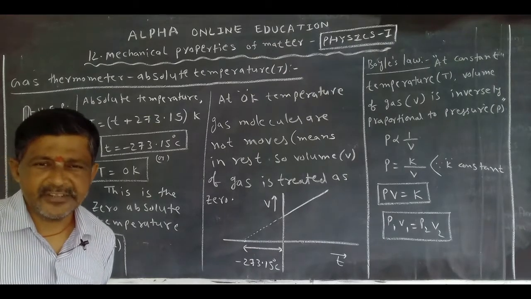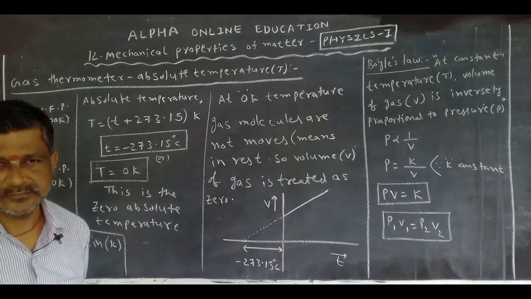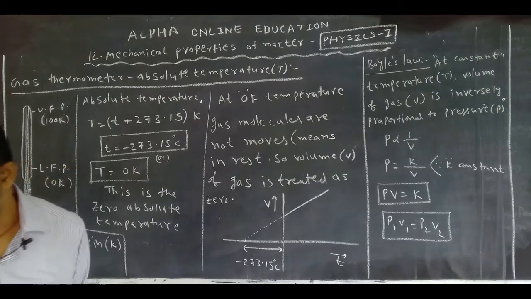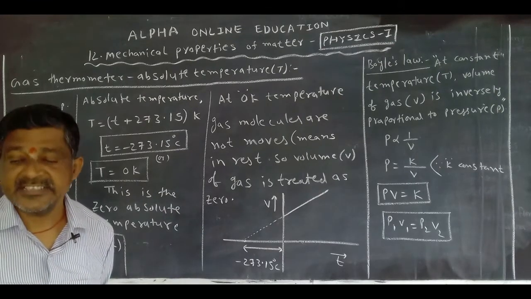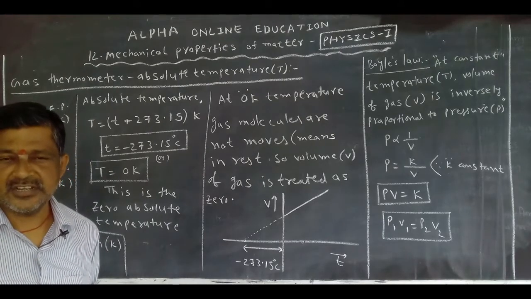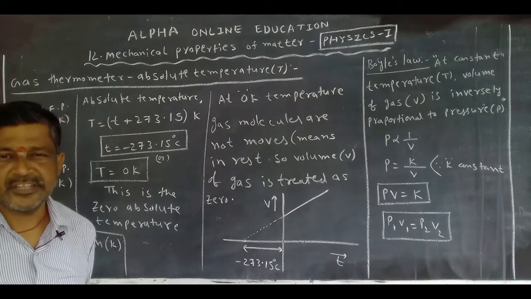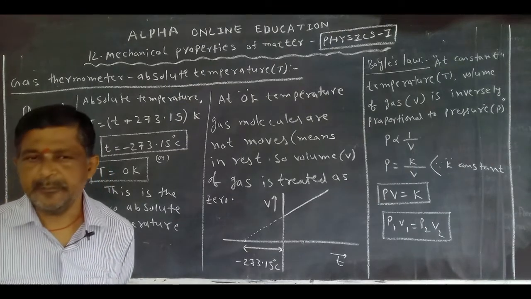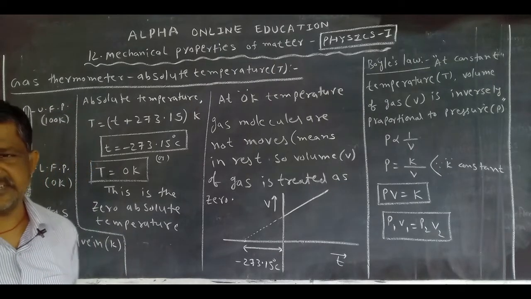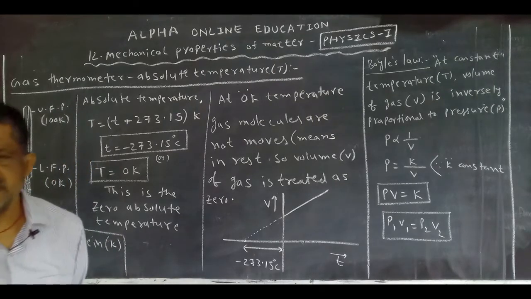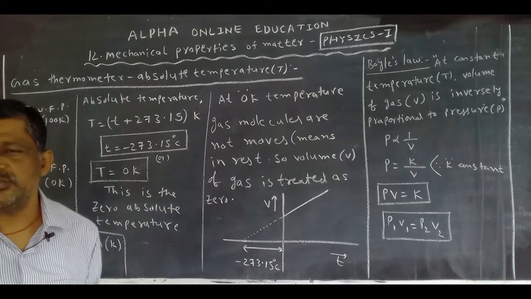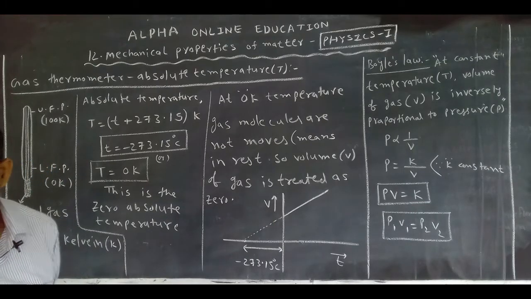But the two liquid thermometers work under one principle. What is that principle? Liquid expands when the temperature increases. Under that principle, the two liquid thermometers work. Now, for a temperature less than minus 80 degrees centigrade, these two liquid thermometers are not applicable, not suitable to find the temperature less than minus 80 degrees centigrade.